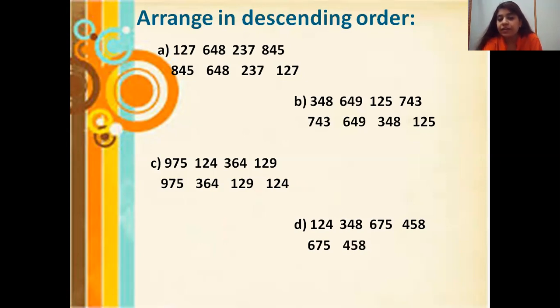458. Now, what comes before 458? It is 348. And which is the smallest number among these four numbers? The smallest number is 124. That's really very good.